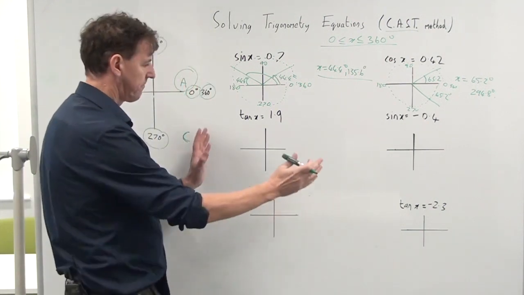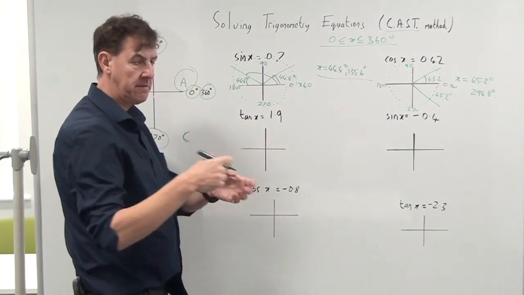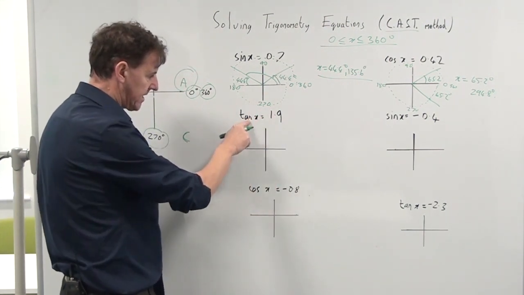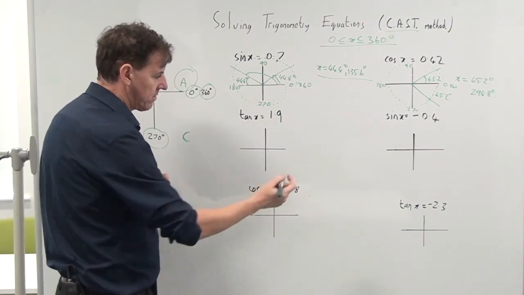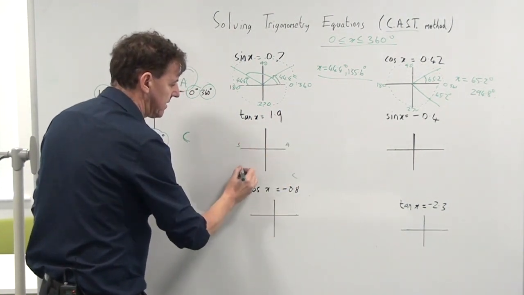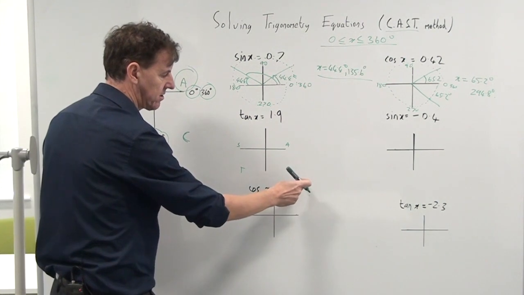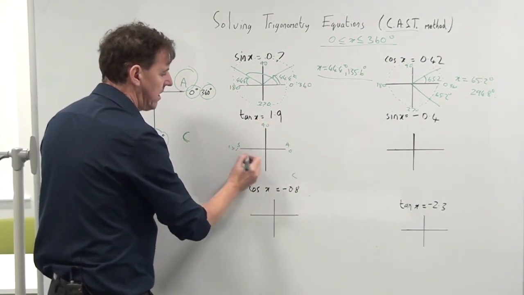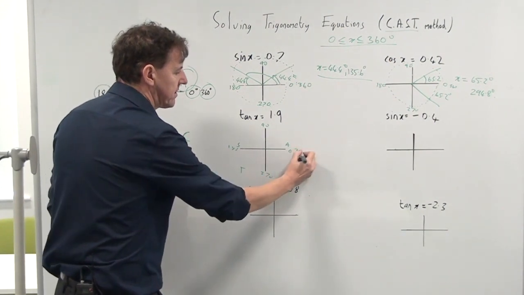Let's go on to this one. First thing I say to myself, is it a positive number? Is it a negative number? Answer is positive 1.9. It's tan. Where is tan positive? Look, we've just put CAST in now. C-A-S-T. Never changes, starts here, in this quadrant here. Remember, this is 0, 90, 180, 270, 360.